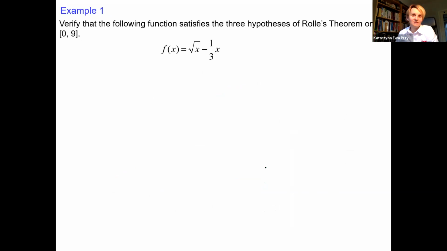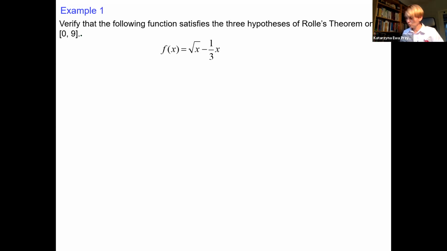Let's try to verify that the following function satisfies the three hypotheses of Rolle's theorem on the interval between 0 and 9. What we have to do is look at the function. We don't see the graph, but we see the formula: root function, square root of x minus 1/3 x. It's definitely continuous on the interval from 0 to 9 because the numbers are positive. It's definitely differentiable because the derivative exists, and we can get the formula.